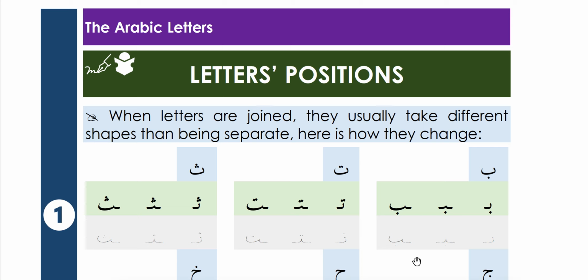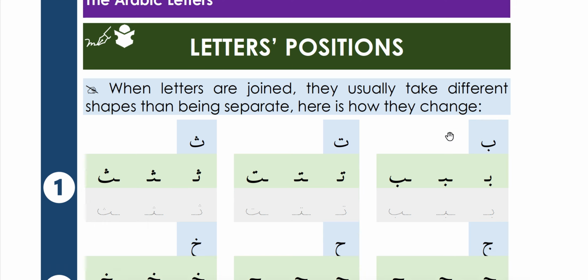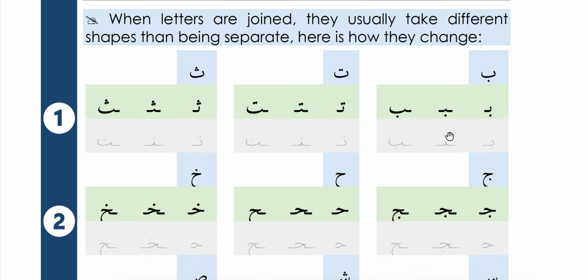After you practice and master your Arabic alphabet, now you need to know that every single letter of this Arabic alphabet comes in different shapes, positions and forms. It can be at the start of the word, in the middle of the word, or at the end of the word, most of them like this. So when letters are joined, they usually take different shapes than when separate or on their own. So this is how most of the letters will look like.